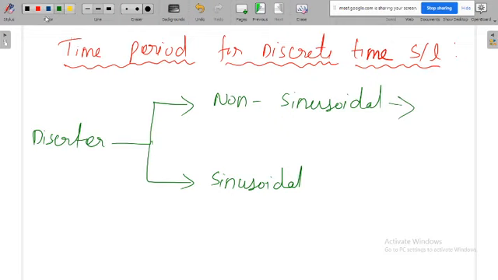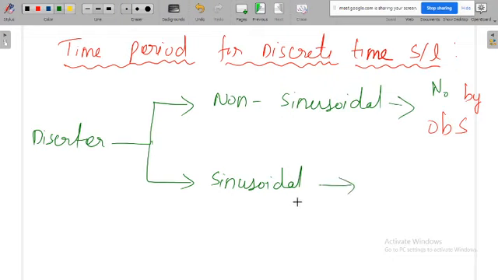T naught has to be calculated by observation. Only by observing the graph can you calculate the time period of the signal. Just by seeing the mathematical equation you cannot tell. You need some kind of observation. Again, here we will not use the term T naught; we will use the term N naught because it is discrete. The time period of the discrete signal you can tell just by observing the graph.